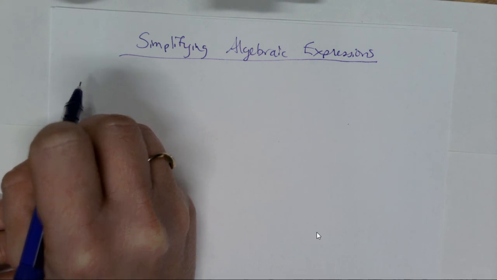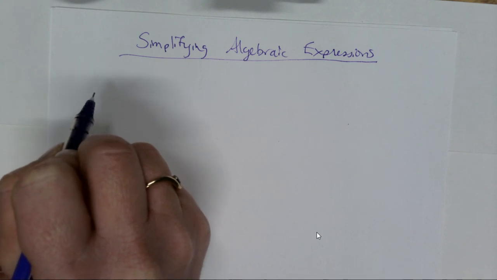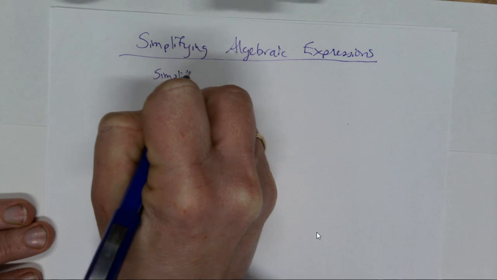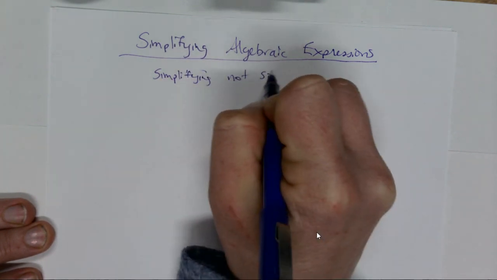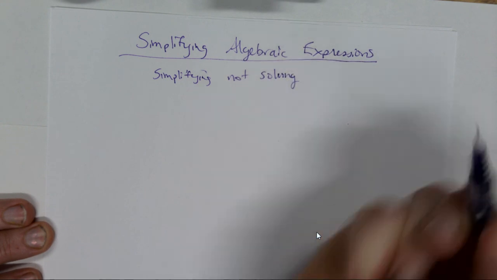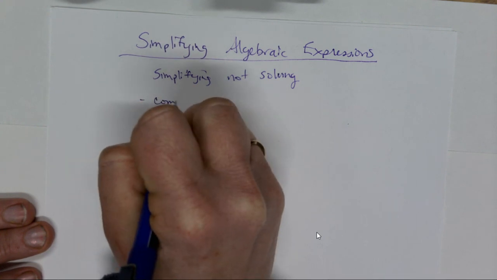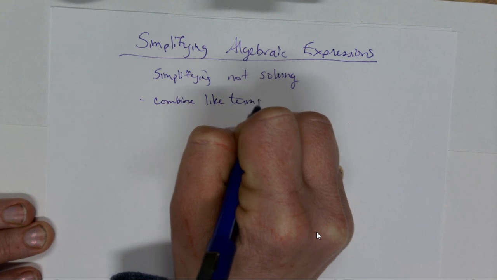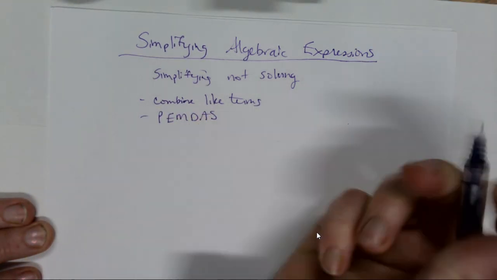So in this video, we're simplifying algebraic expressions. And I think the most important start is that we are simplifying, not solving. When you're simplifying something, you're cleaning it up. I like to think of it that you're combining your like terms. You're paying attention to those rules that we learned with PEMDAS. You're just kind of making it look better.